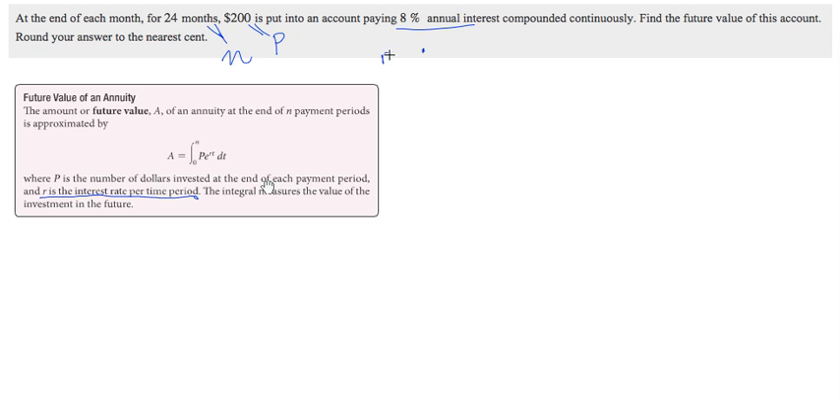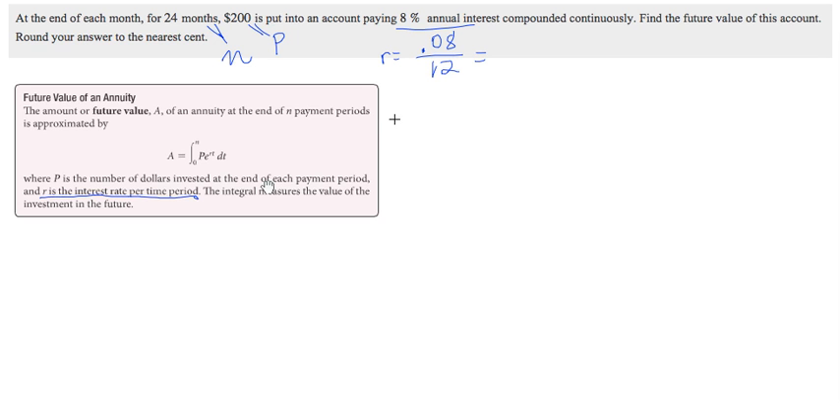So R is equal to 0.08 divided by 12, which is a repeating decimal. So I'm actually going to leave it as just 0.08 over 12. I don't really like doing that, but that's okay. So I don't want to round.